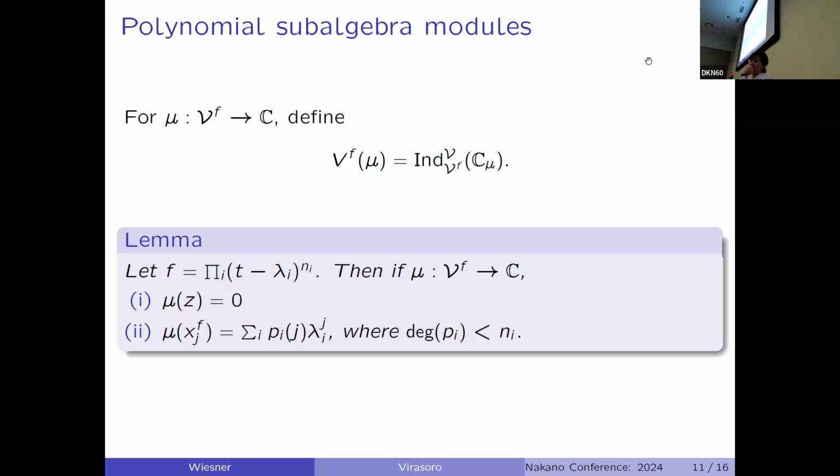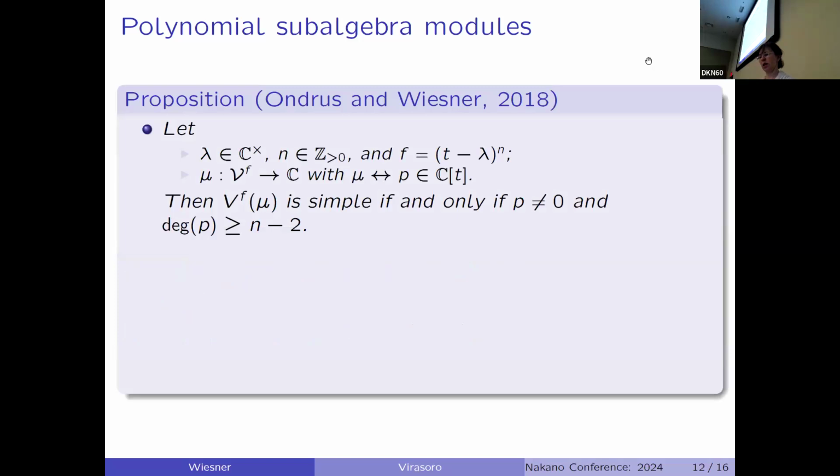If I'm starting out with some polynomial f, I can write it in terms of its distinct roots, and then any Lie algebra homomorphism on Vir F into C is going to be defined in terms of a set of polynomials, where there's a polynomial associated to each of the distinct roots. And then we get a homomorphism exactly when the degrees of those polynomials are less than the multiplicity of the root. It turns out that this description is useful in determining the simplicity of the induced modules. All right, so this is that description.